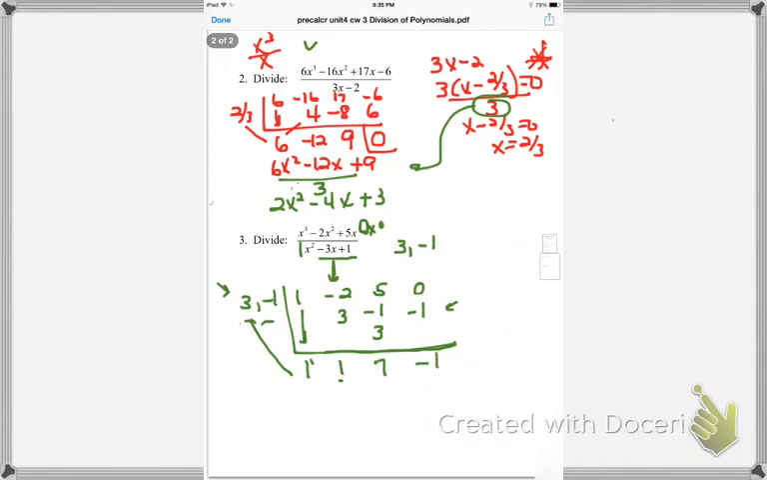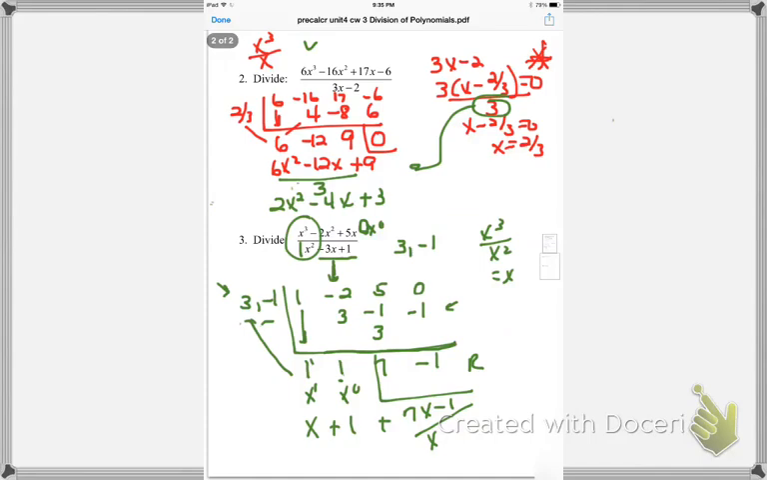Okay, now, you started with an x squared on the bottom and an x cubed. An x cubed over an x squared gives you x. This is x1, x0. This is your remainder because it was doubled. So we've got x plus 1 plus, here's your remainder, 7x minus 1 over your denominator. And this is our answer.